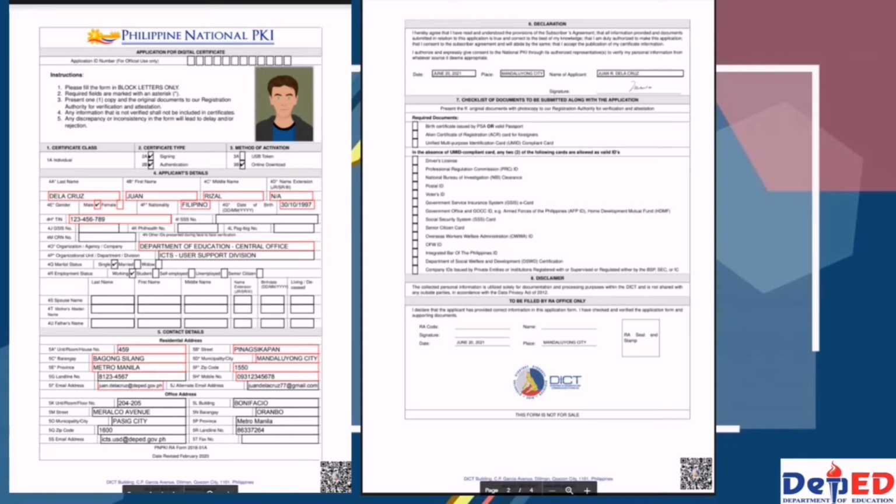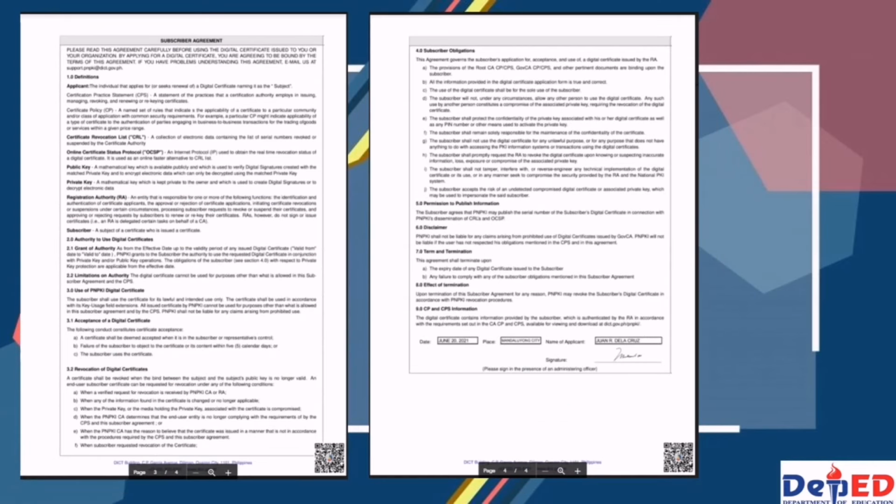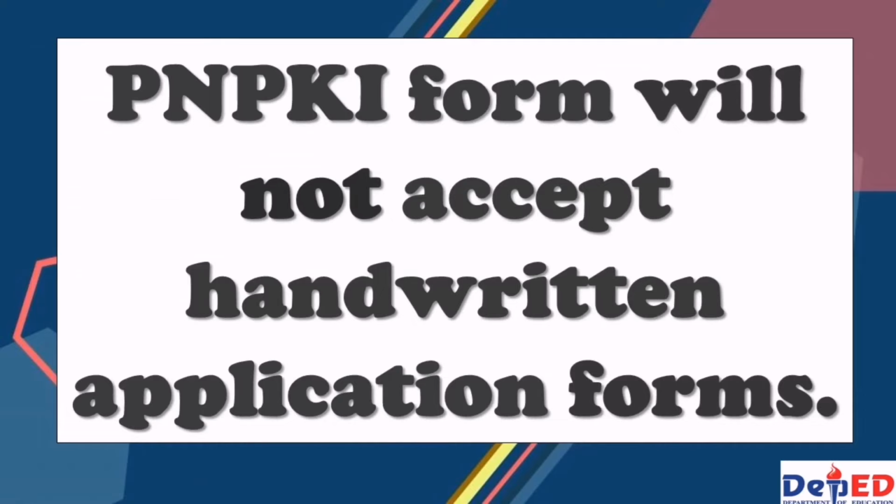Here are the first and second pages of an accomplished example of the PNPKI form. Here are the third and fourth pages of the PNPKI form. Take note, the PNPKI form will not accept handwritten application forms.